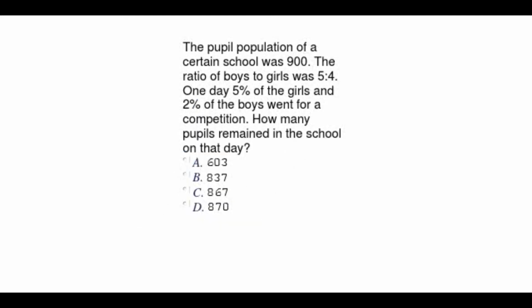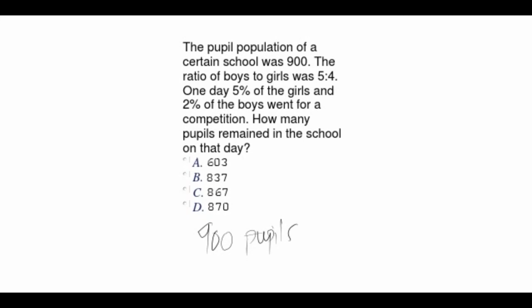The pupil population of a certain school was 900. The ratio of boys to girls was 5:4. One day, 5% of the girls and 2% of the boys went for a competition. How many pupils remained in the school on that day? So we have a total population of 900. This is the total population. We have 900 pupils.